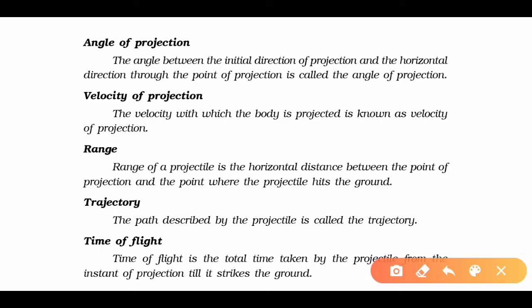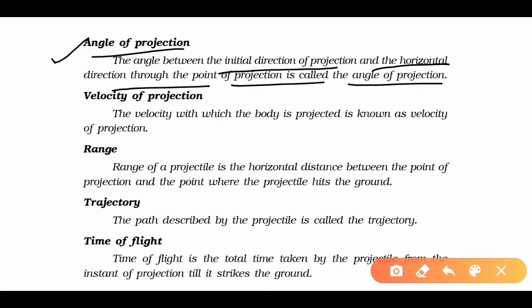So we are discussing some definitions regarding projectile motion. First one is angle of projection. The angle between the initial direction of projection and the horizontal direction through the point of projection is called the angle of projection. Next, velocity of projection. The velocity with which the body is projected is known as the velocity of projection.